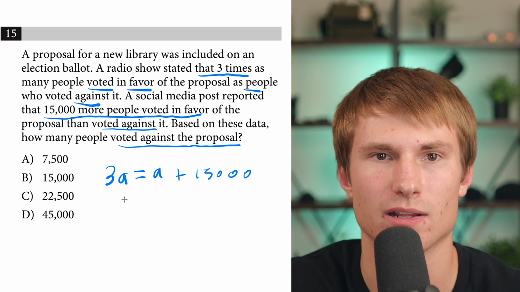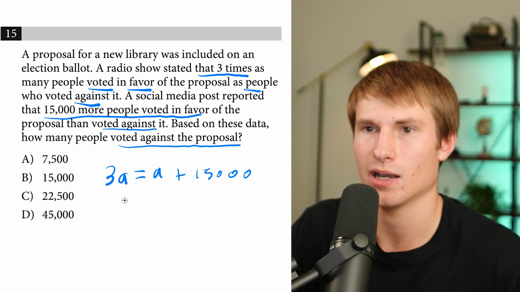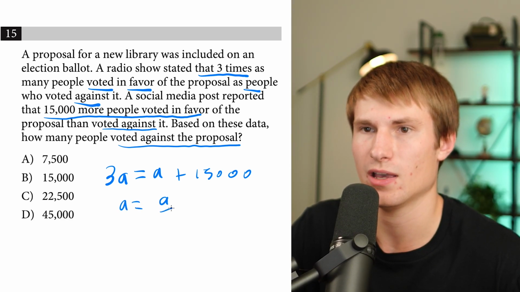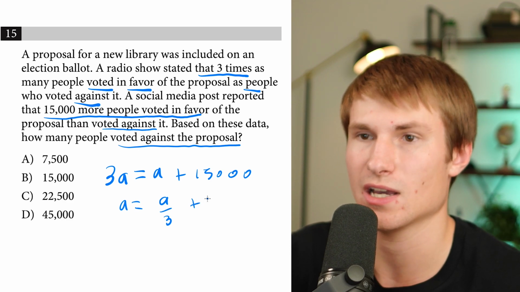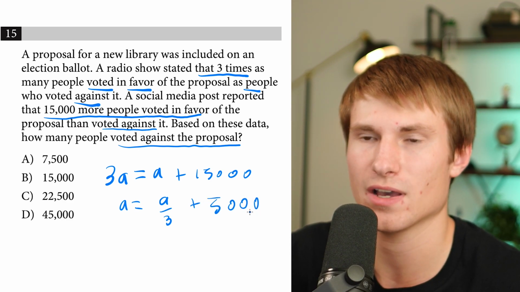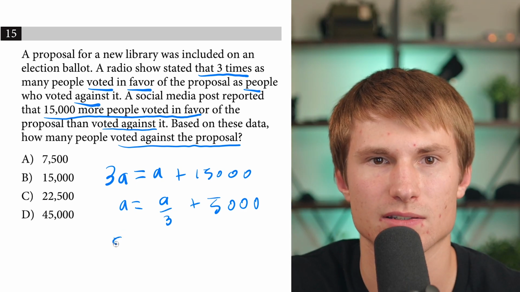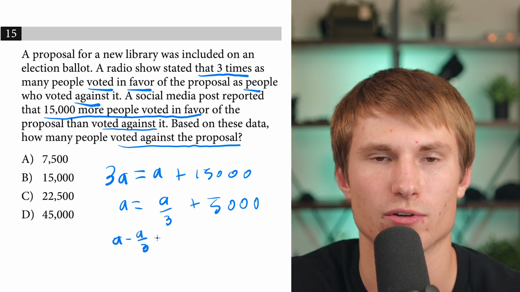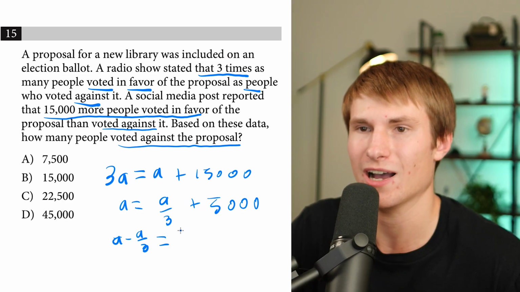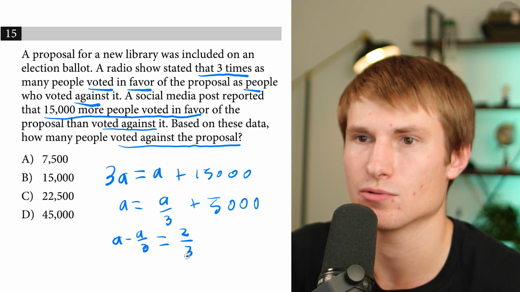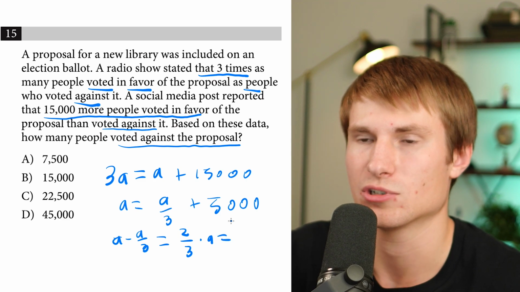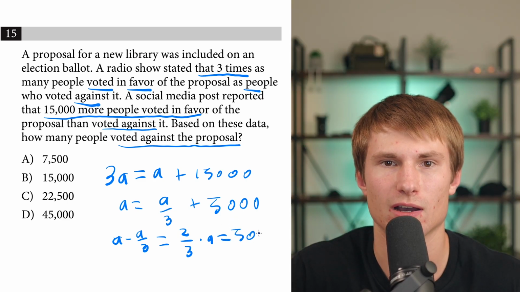From here, I'll go ahead and isolate A by dividing both sides by 3. So I'll have A is equal to A over 3 plus 15,000 over 3, which would simplify down to 5,000. From there, I'll go ahead and subtract A over 3 from both sides. A minus A over 3 is going to equal 2/3 times A, which is equal to 5,000 still.